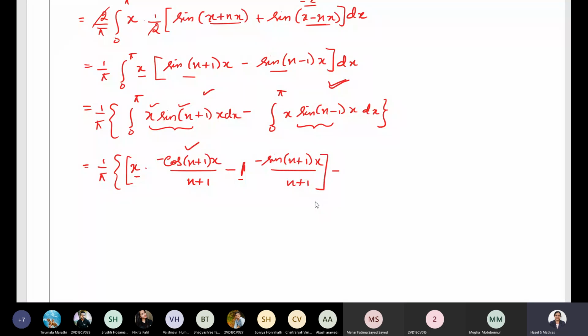Then minus, apply for this one, limits vary from 0 to pi. For the second one, first term into integration of sin (n minus 1) into x. Integration of sine is minus cos (n minus 1) into x divided by n minus 1. Minus differentiation of x, that is 1. Integrate this again. So integration of that is minus sin (n minus 1) into x divided by (n minus 1) whole square, and the limits vary from 0 to pi.